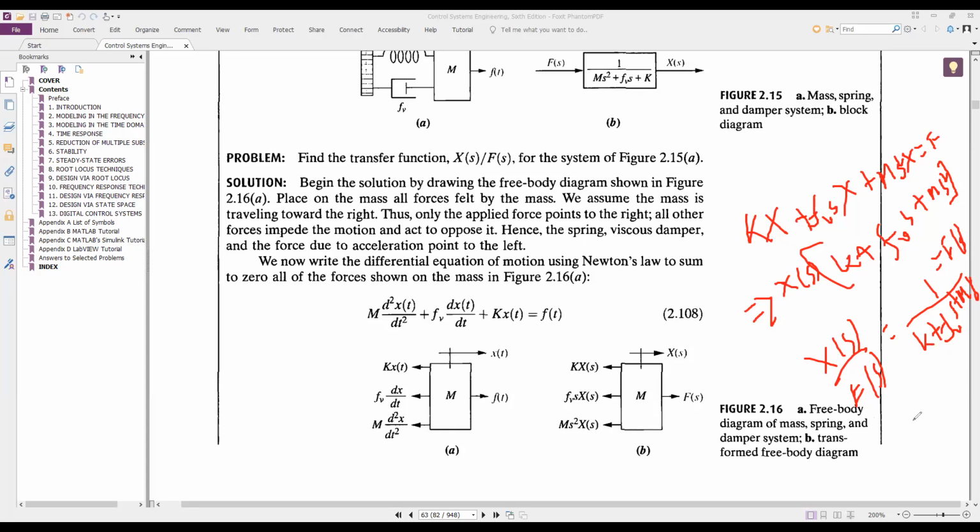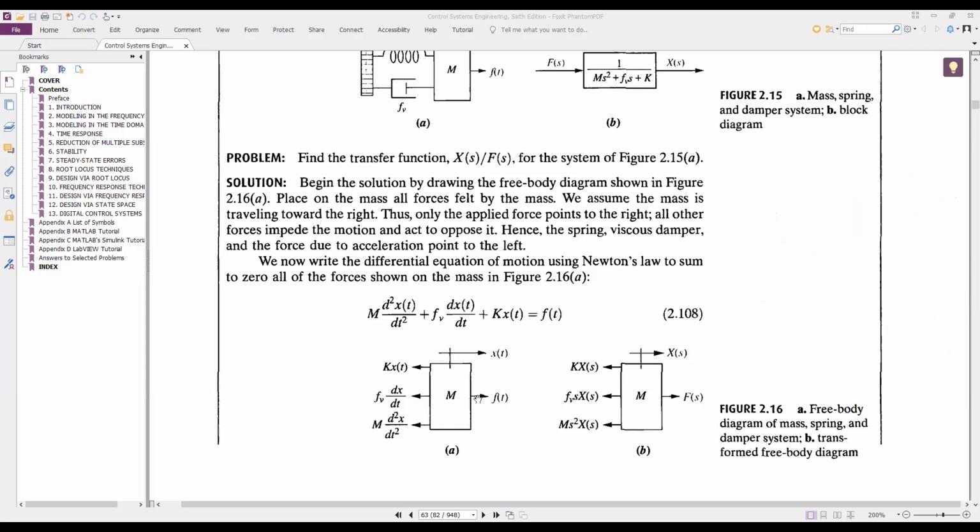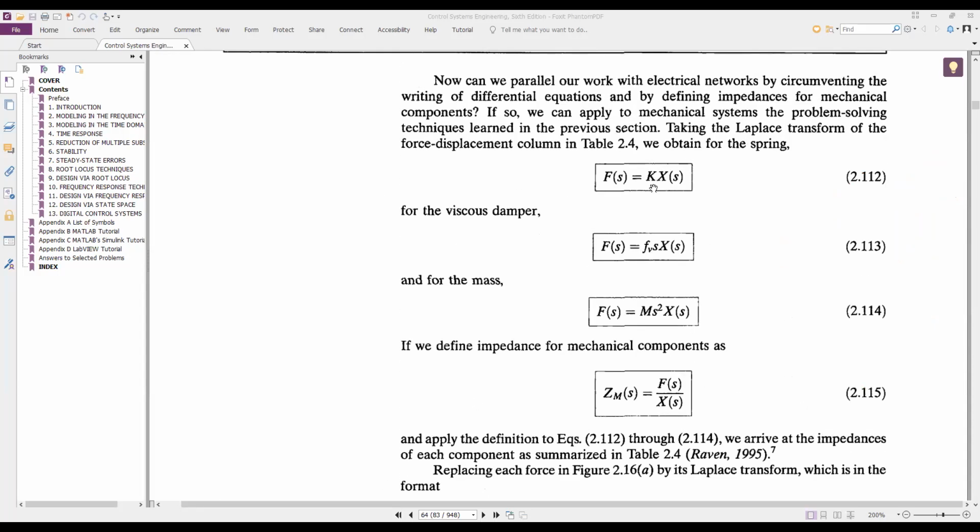Do you understand? Yes, sir. We understand, sir. That is the thing. So see here, F(s) is equal to Kx(s) for the spring, Fb s x(s), and Ms squared x(s). Z is equal to F(s) by X(s), the impedance. You can write it like this.